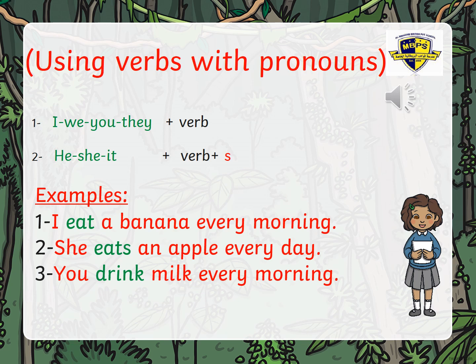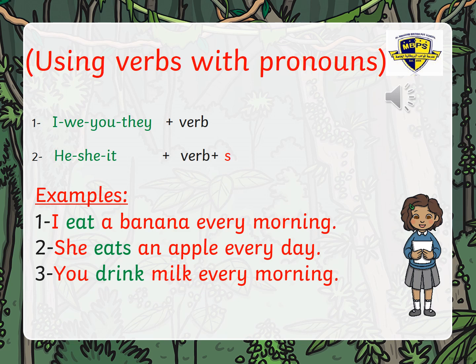We've got the pronouns he, she, and it, right? We're going to add something else to the verb, and we're going to put an S. Add S. Can you see? Let's have an example here. She eats. You see what we changed here? We added an S to the verb. So when I use he, she, and it, I add an S to the verb. So it becomes she eats, he eats, it eats.